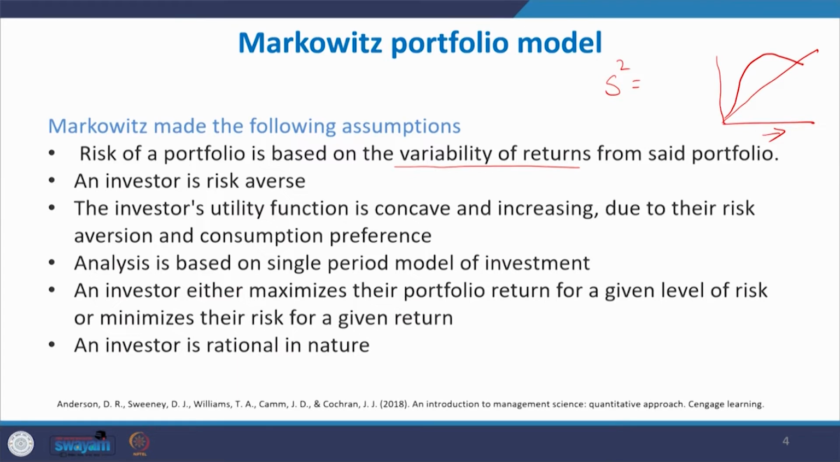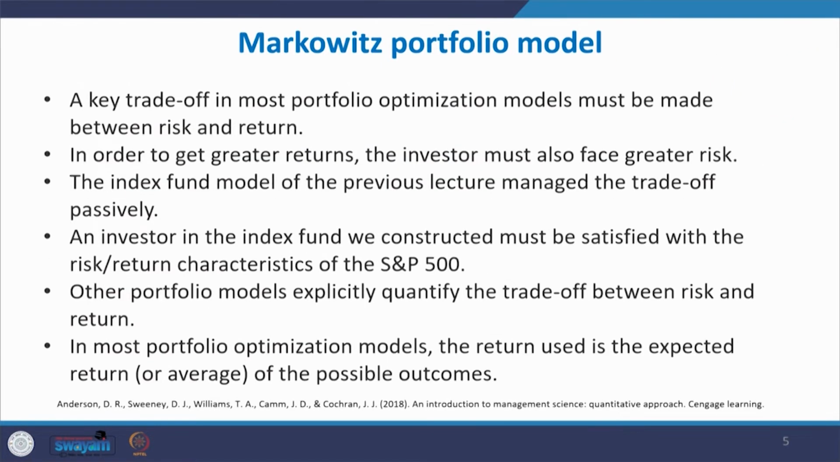And the analysis is based on a single period model of investment. We are considering only one model and one period. The investor either maximizes their portfolio return for a given level of risk or minimizes their risk for a given return. That is why we are calling it the mean variance theorem. An investor is rational in nature. A key trade-off in most portfolio optimization models must be made between risk and return. So, we need to have the trade-off between risk and return. In order to get greater return, the investor must also face greater risk.